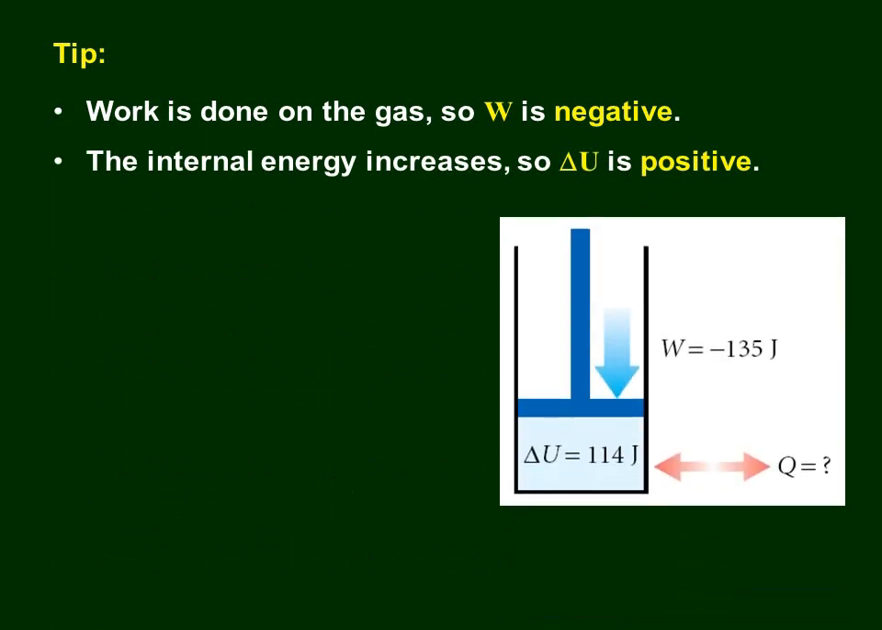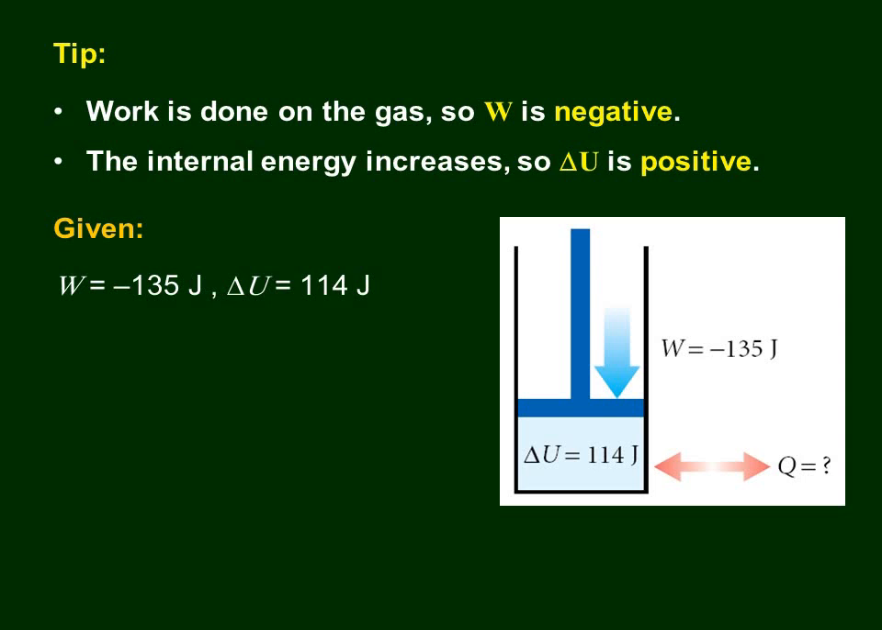As you can see in the figure, here the gas is compressed, so the work is negative, and the internal energy increases. It's heated, so delta U is positive. So the given is the work equals negative, as we mentioned, negative 135 joules.